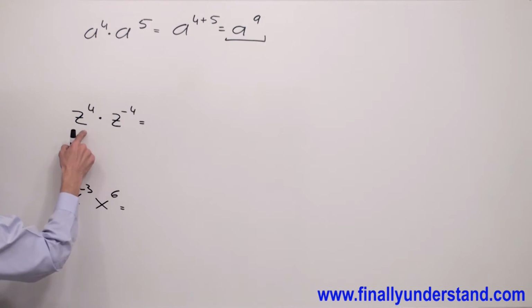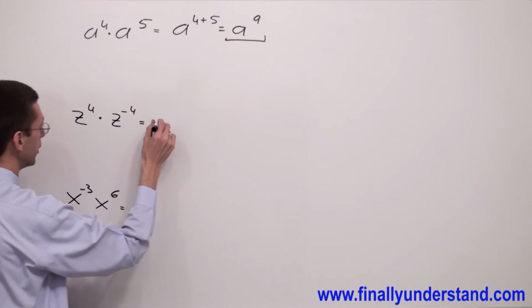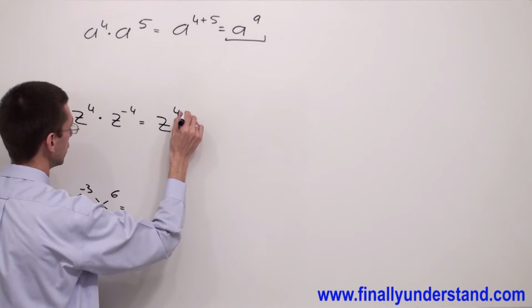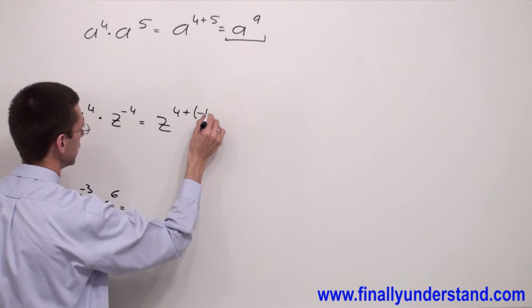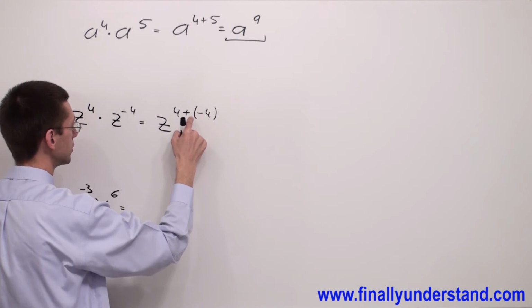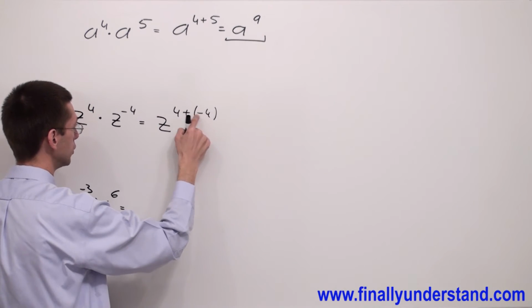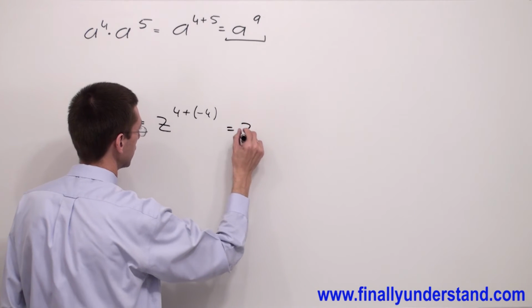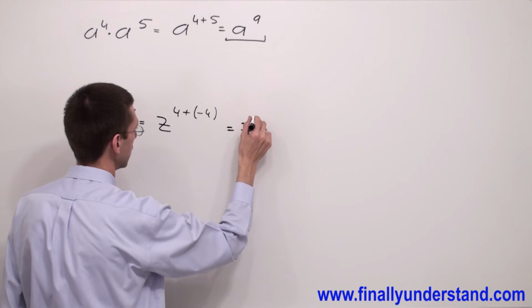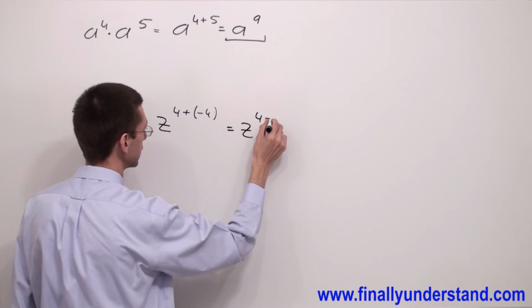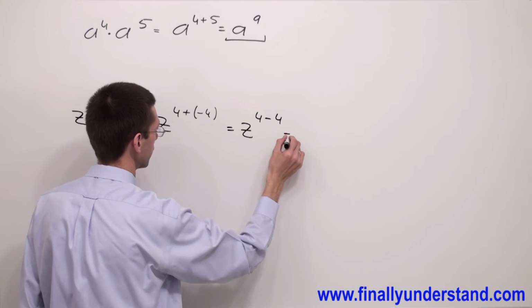Again, I have multiplication, the same base, so I keep the base and add exponents. I have 4 plus negative 4. Remember, anytime I have a bracket between two signs, this is like having multiplication between these two signs. So I'm going to have z, and I have 4 positive times negative gives me negative 4.